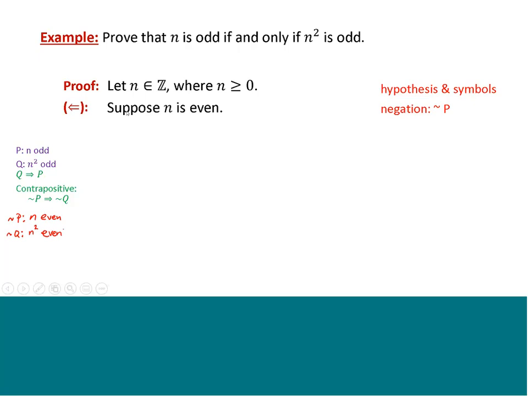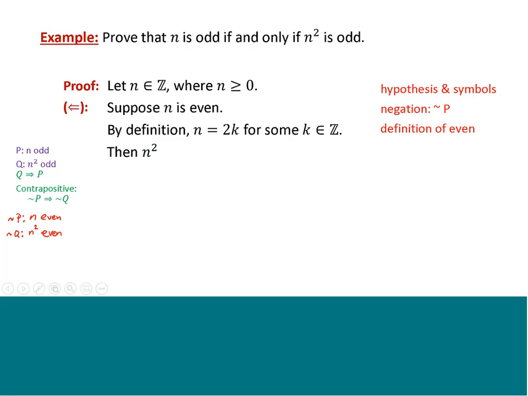Now, once you start off with n is even, we haven't dealt with even too much today. Most of the stuff we've dealt with today is odd. But remember, the definition of even is just n is going to be 2 times something, where we've called our something k. That's some integer. Now, once we've got that, we're looking for the negation of Q. Well, not Q is n squared is even, so we're going to be looking at n squared here.